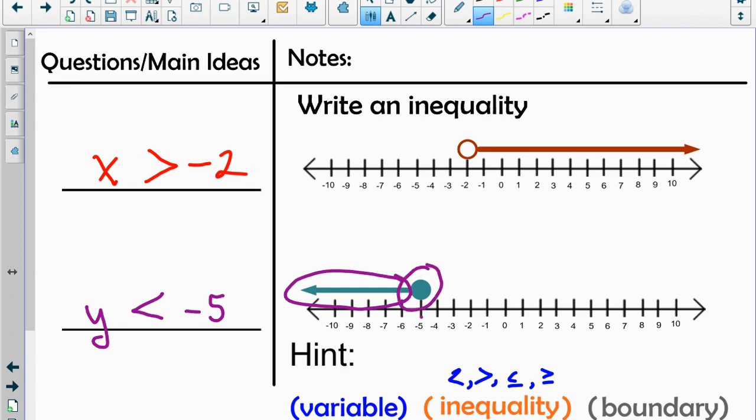But we have to keep in mind that we have that solution right at -5 because the -5 boundary is filled in, it's circled. So I just show that -5 can also be a solution by putting the equals bar underneath my inequality symbol. y is less than or equal to -5. That's how we write inequalities from a graph.